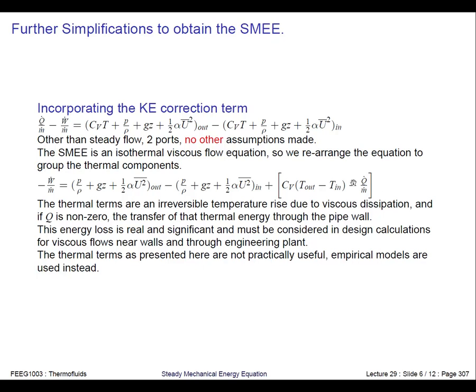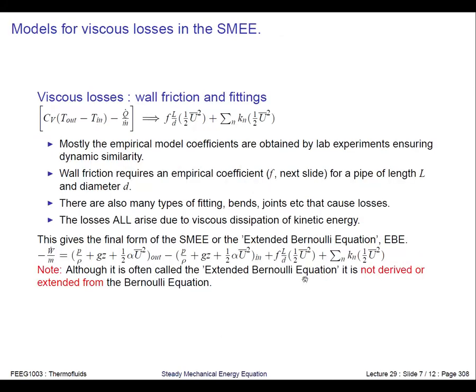Okay, so we don't deal with these terms directly. We have empirical models for them. We're going to discuss these next. So what we say is that these viscous losses generate entropy, and they're sort of irreversible losses. These are characterized by empirical fudge factors, if you like, and we have 2 of them.